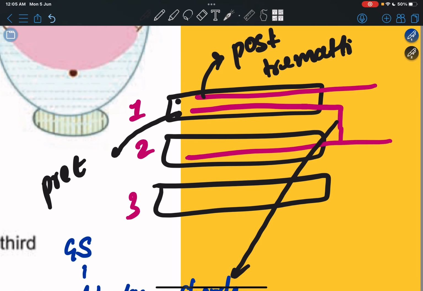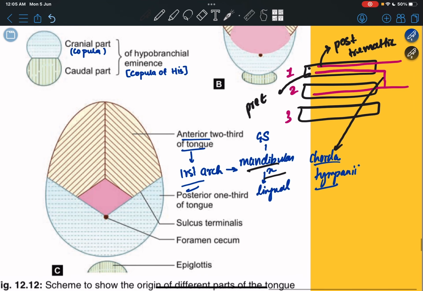So you could say that the mandibular nerve is the post-trematic nerve of the first arch, whereas the chorda tympani is the pre-trematic nerve of the first arch. Mandibular nerve carries the general sensations, chorda tympani carries the special sensations. So I just wanted to make it clear. Sorry if it took too long. So anterior 2/3 done. Now it's easier from now.